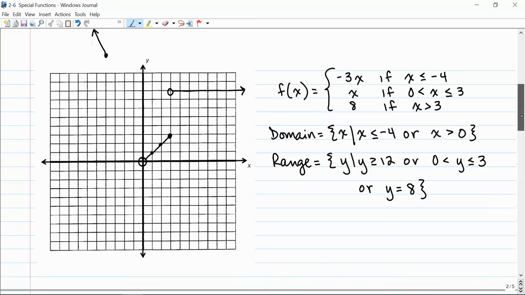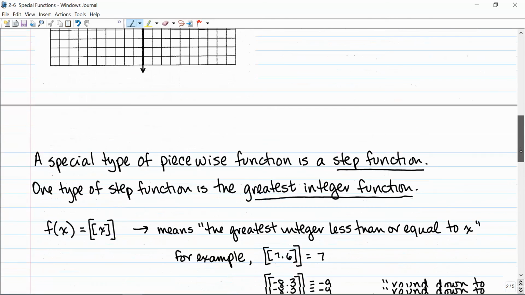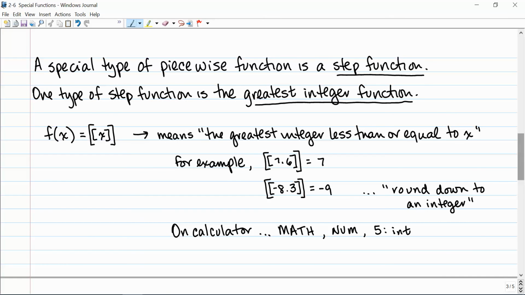So piecewise functions are a little bit tricky, but they're actually kind of fun if you break it down into different parts. A special type of piecewise function is called a step function. And one type of step function is called the greatest integer function. And it's written like this: f of x equals, and you'll notice the x is in a double set of square brackets. And that means the greatest integer less than or equal to x.